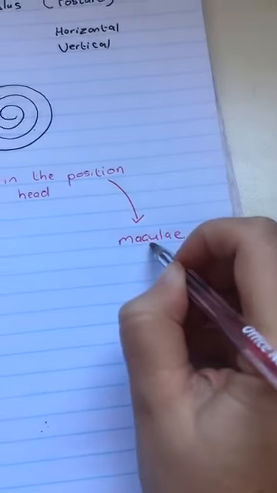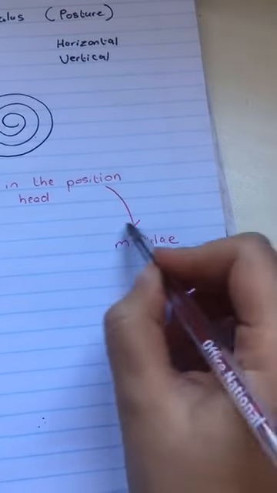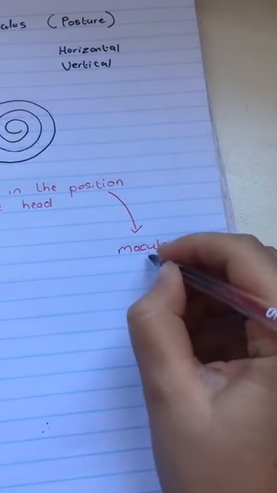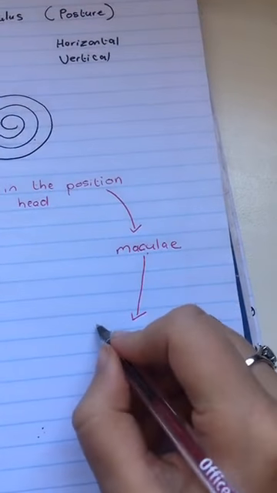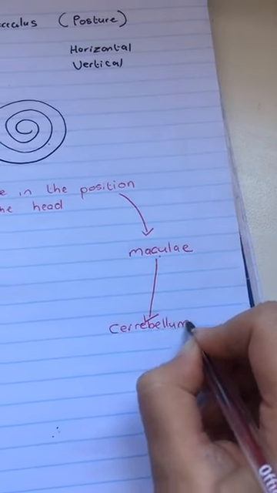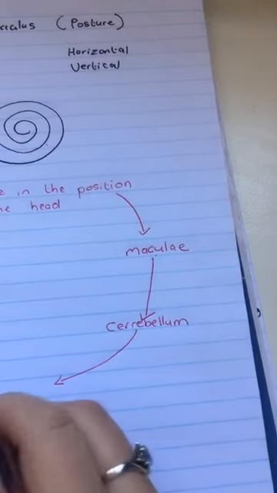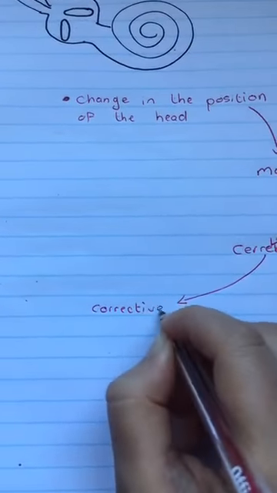Okay, so the maculae is our receptor, and it now receives the stimulus, and that information is now converted into an impulse. That impulse that is converted is sent to, yet again, the cerebellum. The cerebellum needs to make a corrective decision.